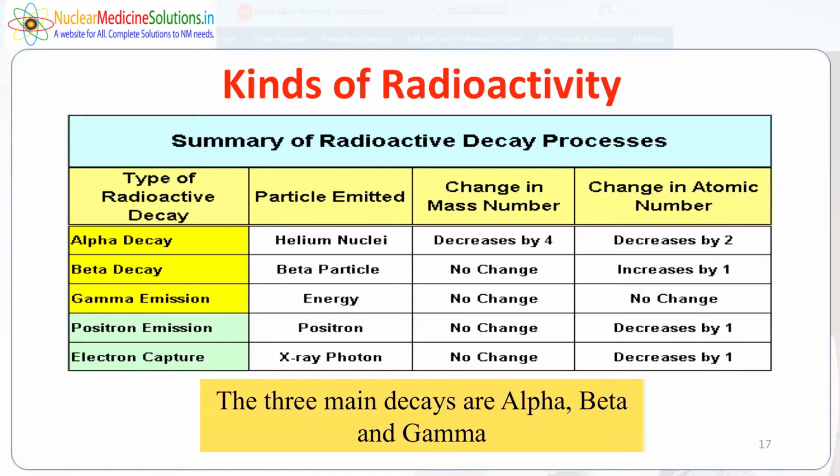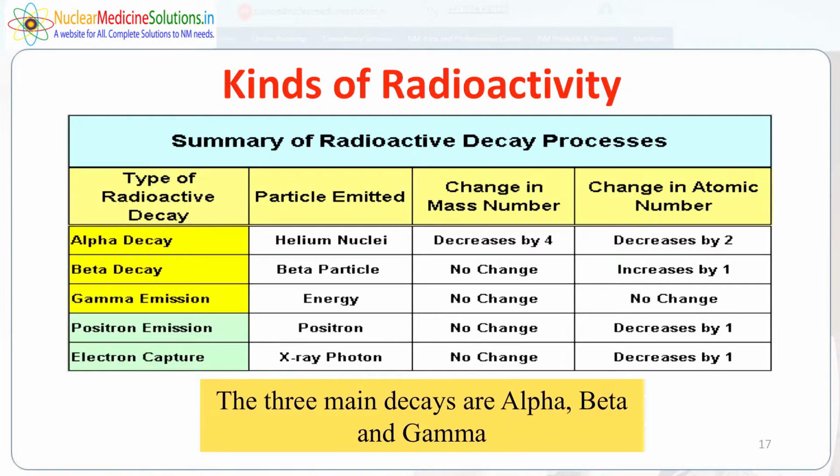We come across positron emission and electron capture. There are two different kinds of emissions. In case of positron emission, the particle emitted is a positron. What happens to the mass number? No change. What happens to the atomic number? It decreases by 1.